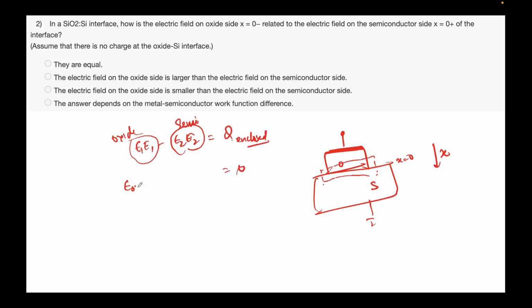This will be epsilon ox times the electric field on the oxide, minus epsilon silicon times the electric field on the silicon side, equal to 0. So take it to the other side: epsilon ox E ox equal to epsilon silicon times the electric field on the silicon side. What we do know is that epsilon ox is around, let's say, 4, and epsilon silicon, for the sake of discussion, 10. So the electric field on the oxide side will be 2.5 times the electric field on the silicon. So the electric field on the oxide side is larger than the electric field on the semiconductor side.